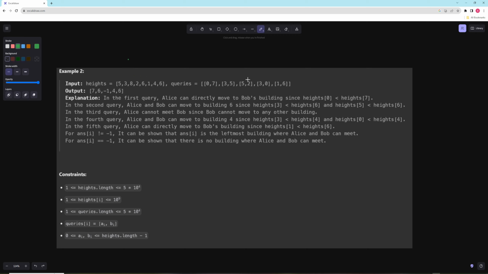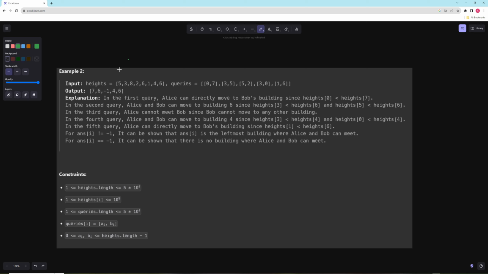Then in this third query, 2, 5, like I said, we can just flip it around. So we can have 2 here and 5 here. This is the same kind of case where the left one can't just move to the right one. And there is nothing bigger than 8, so there's no solution here. So we return -1. Then we have 3, 0.